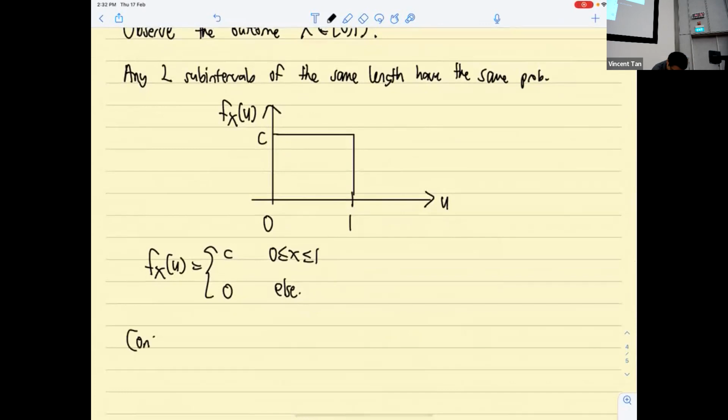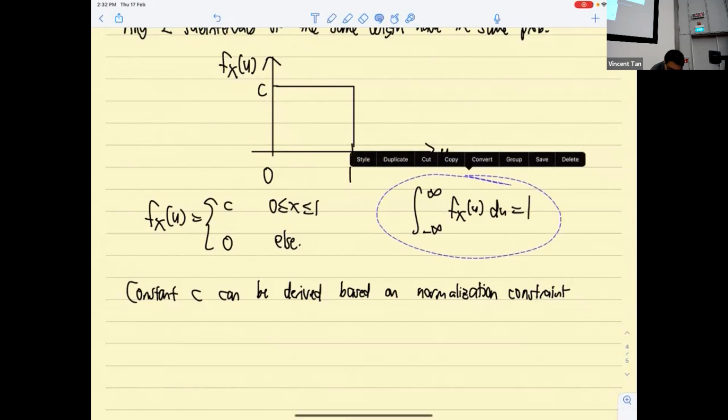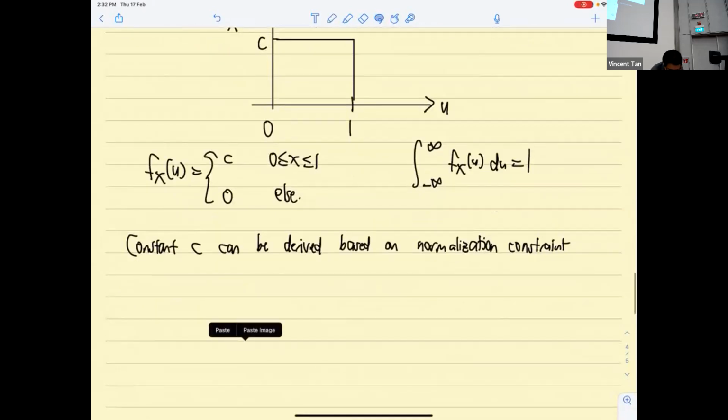So the constant C can be derived based on the normalization constraint. The normalization constraint says that if I integrate from minus infinity to infinity of the density, I must recover 1. So let us try to use this to figure out the value of C, which you can see must be 1. So this one here must be equal to 1.